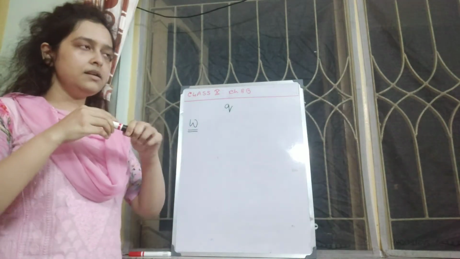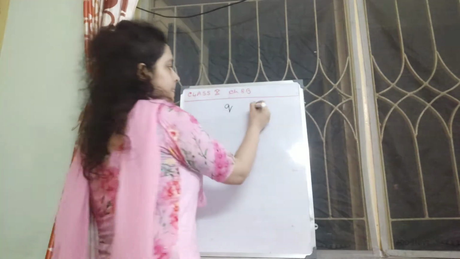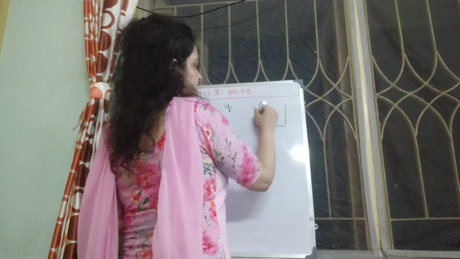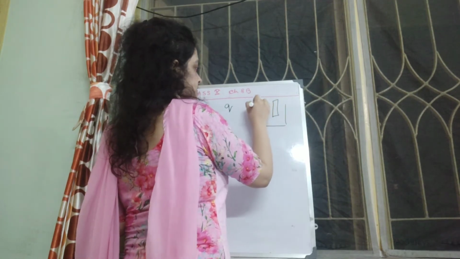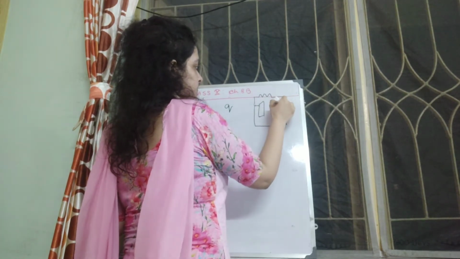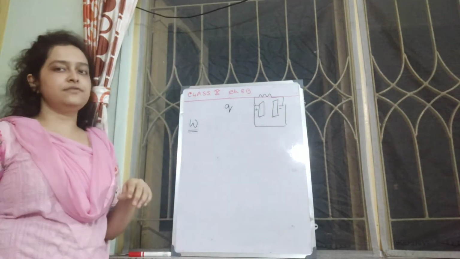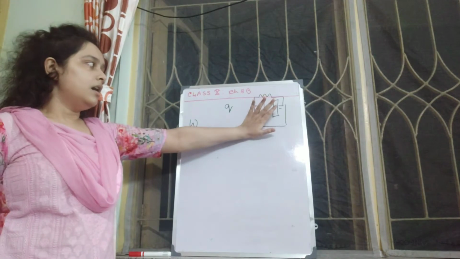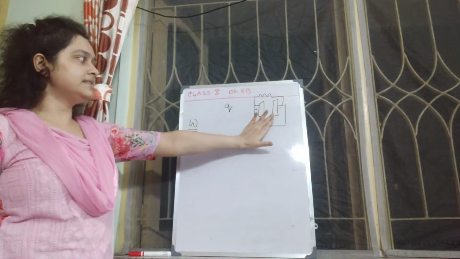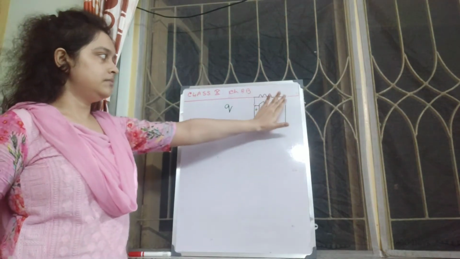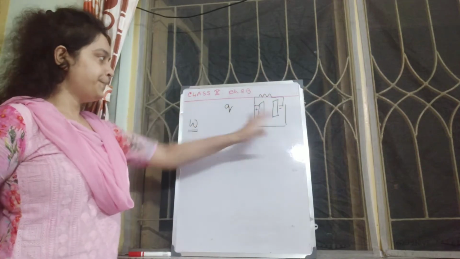So what is W then? The work done in moving the positive test charge through the entire, that means outside the cell as well as inside the cell. The total work done in moving the test charge, like this.